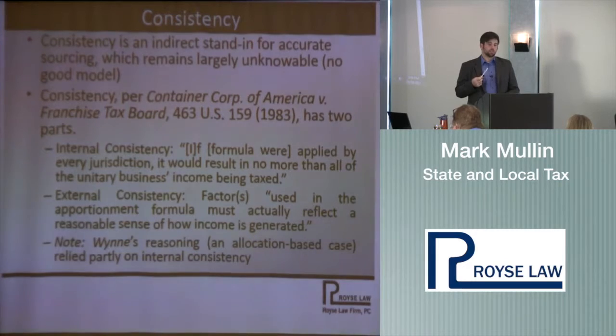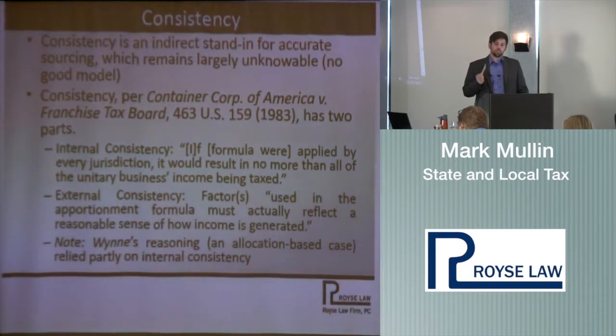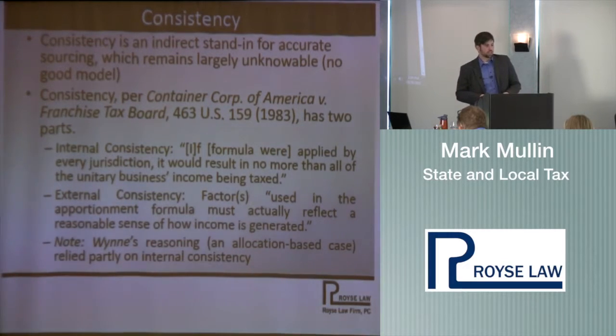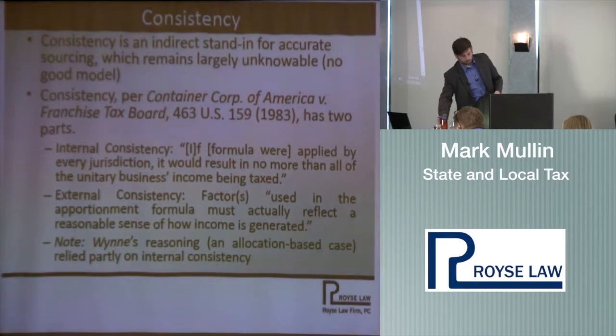Consistency under the Supreme Court's rulings has two parts. There's first internal consistency. So if the formula that your state uses was used by every state, would this result in more than 100% of the income of the taxpayer being taxed? Basically, if everyone did it, would it be fair? The second requirement is external consistency, which is a bit more of a gut test. The factors used in the apportionment formula must actually reflect a reasonable sense of how income is generated.